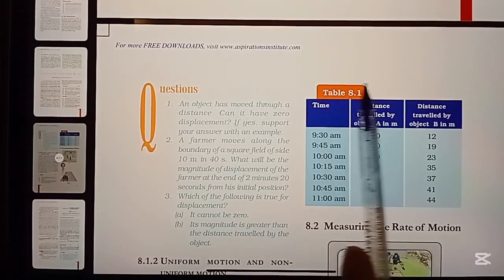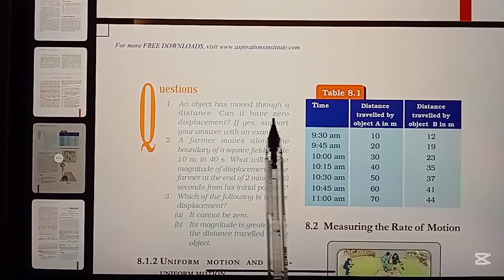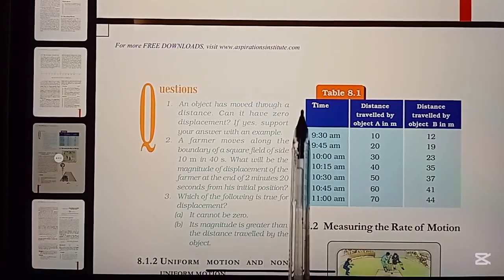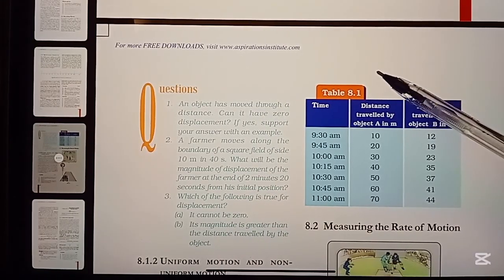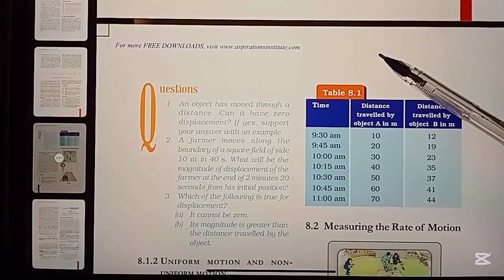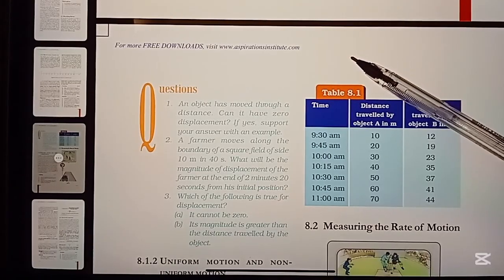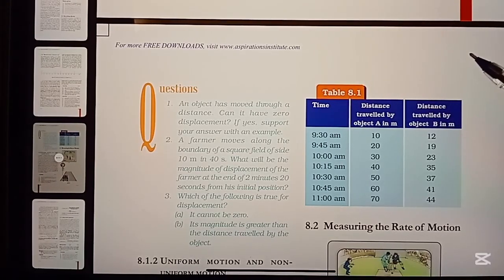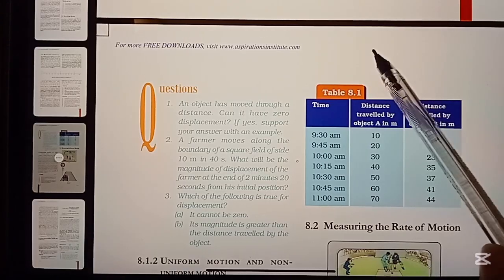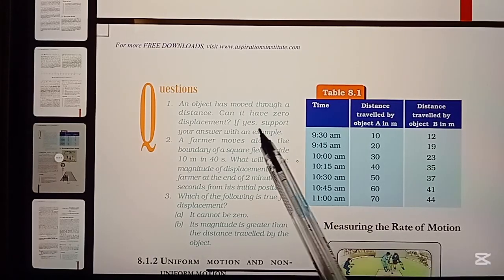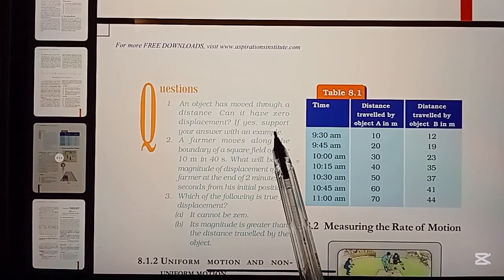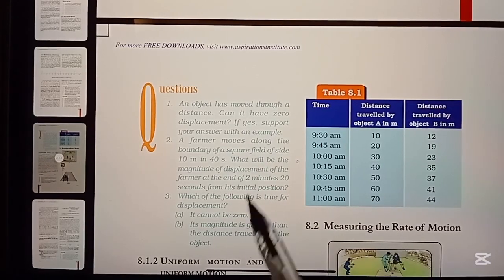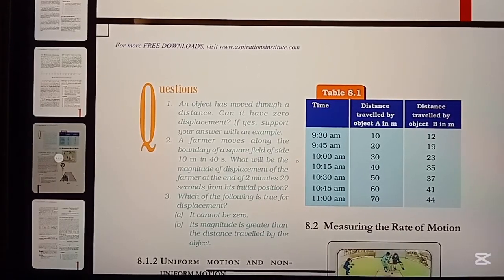If an object has moved a distance, then it has covered some length. Now if it has to have zero displacement, it should start at a point and come back to the same point. Start at a point, come to the final point. If the initial and final points are in the same place, then the displacement will be zero. That is in a circular path. So if the object moves in a circular path, the displacement is zero.